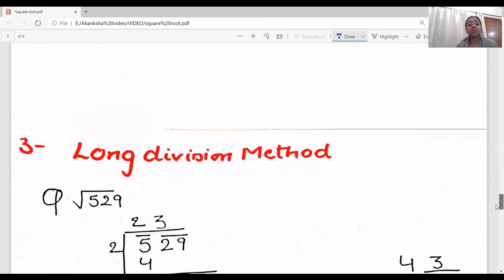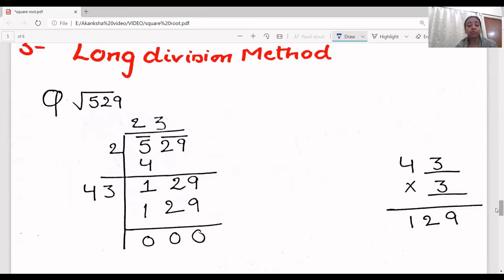Okay, so the last method is the long division method. Now, the long division method deals with pairing up the numbers. The pairing is done from the end. So if the number is 6, 2, 3, 4, we'll start pairing the numbers from the end. So 34 and 62. If there was one more number, 1, attached to 1, 6, 2, 3, 4, then 1 will be alone because we do the pairing from the ending.